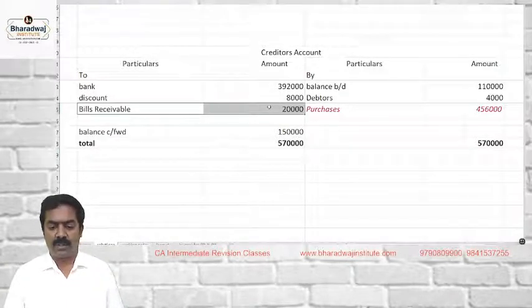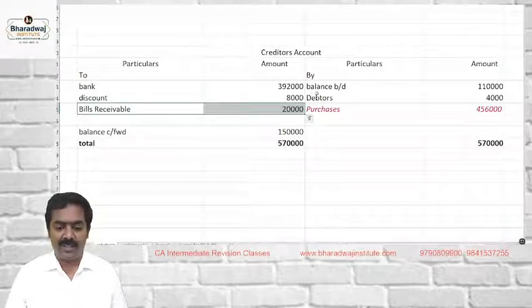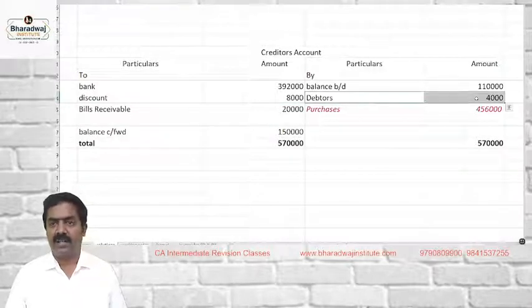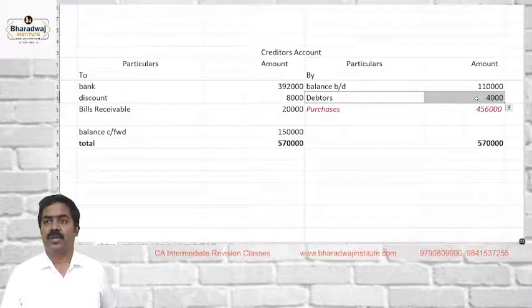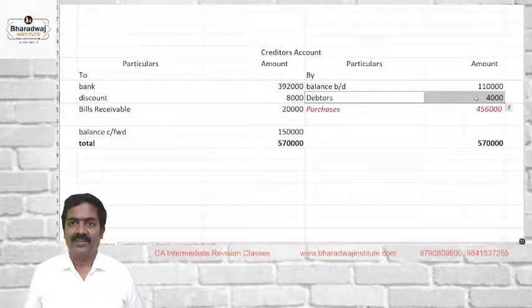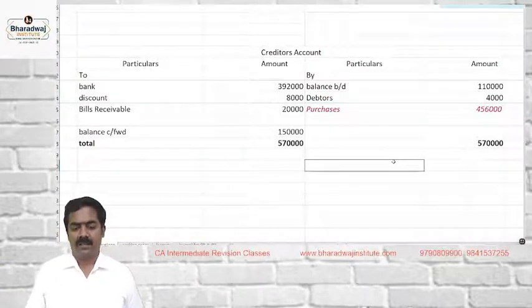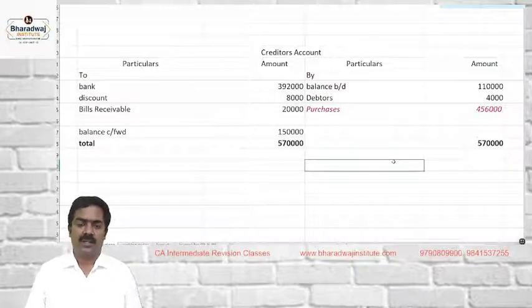This one is new in this problem. Creditors account debit to bills receivable for the endorsed bill. Endorsed bill dishonored: debtors account debit to creditors account. Of course, this 4,000 will come in debtors account also. Start. Next working.